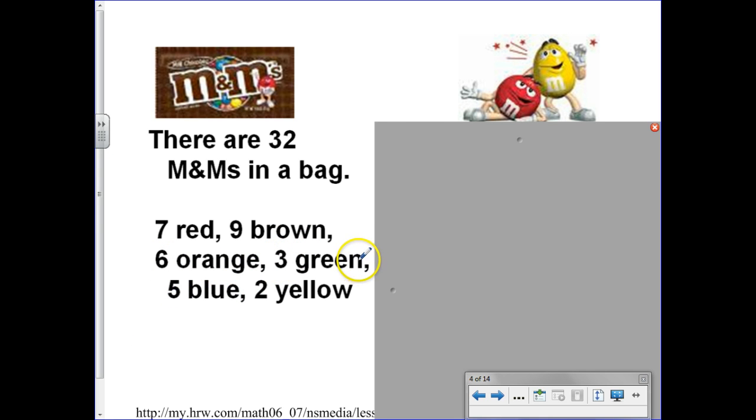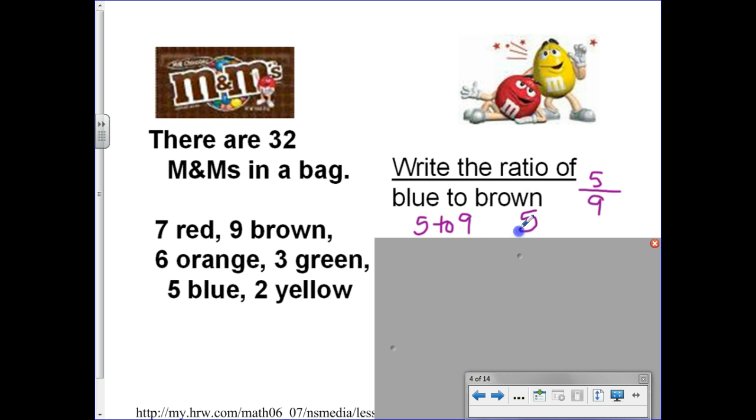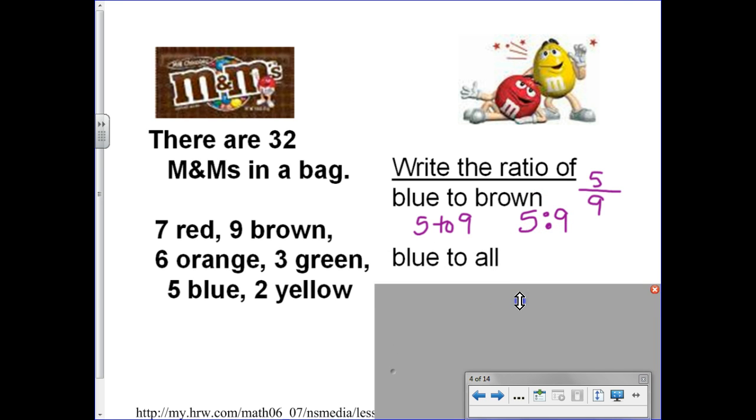Yep, there we go. So if I ask you to write the following ratios of, say, blue to brown, then you just say, well, there were 5 blue and there were 9 brown. And you could write it as the fraction, or you could write it as 5 to 9 in words, or you could write it as 5 to 9 using that notation with a colon. Next one. What about blue to all of them? Let's see. Blue, 5. All of them, the total was 32.